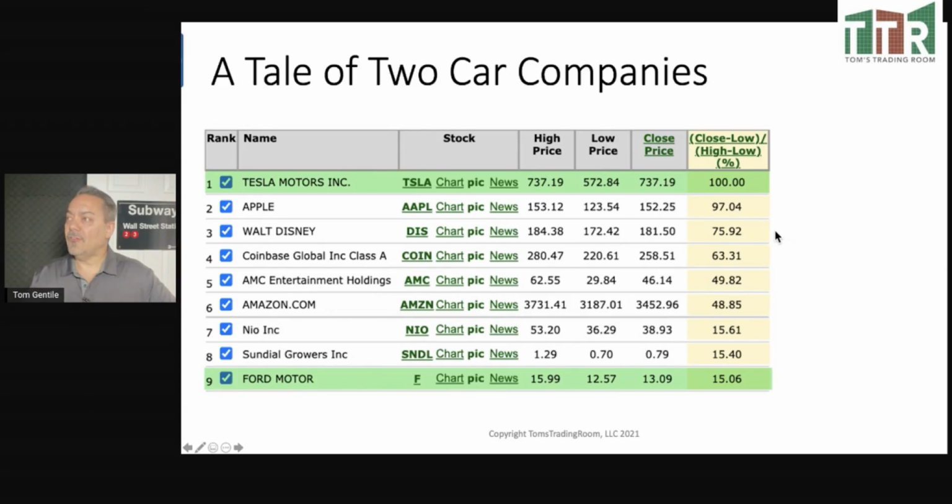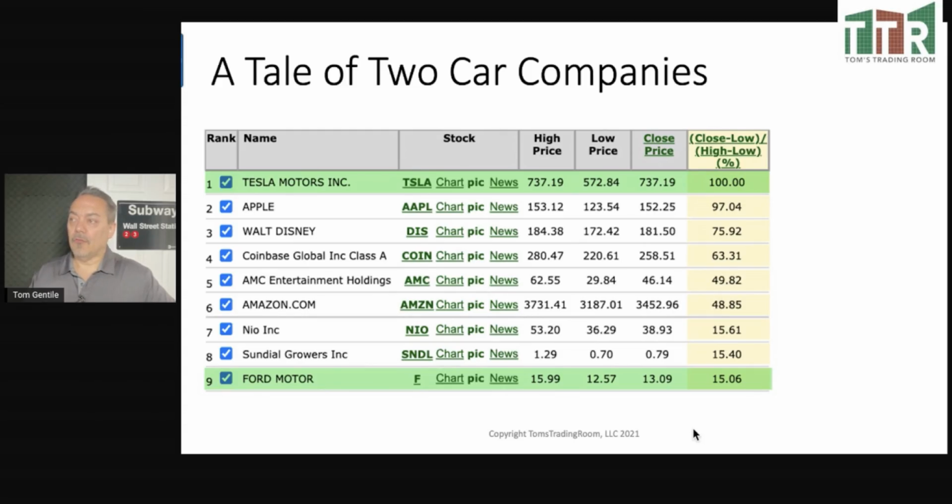Then they drop down. You see Disney, Coinbase, AMC, Amazon. Then they get really cheap. The bottom 3, with NIO down there near the bottom, is only 15% off of its lows for the quarter. Sundial Growers is also 15% off the lows for the quarter, and Ford Motor Company is clocking in at just above 15% off of its lows. I picked these two for a reason.